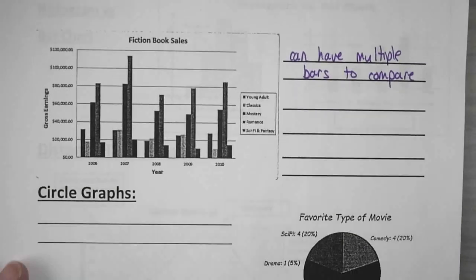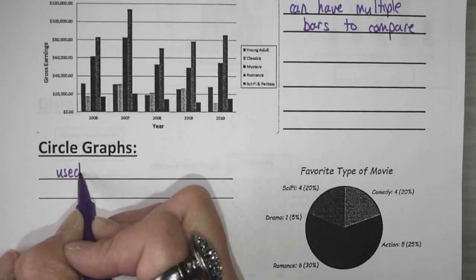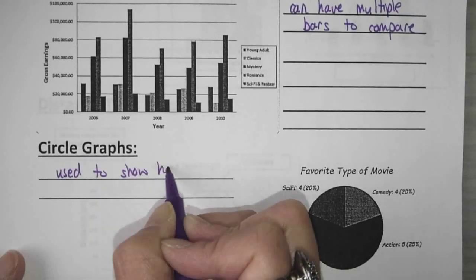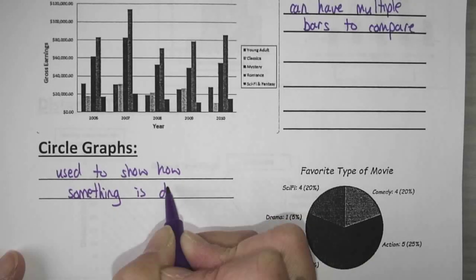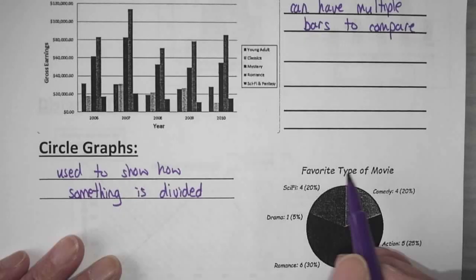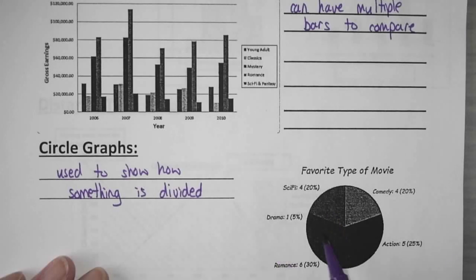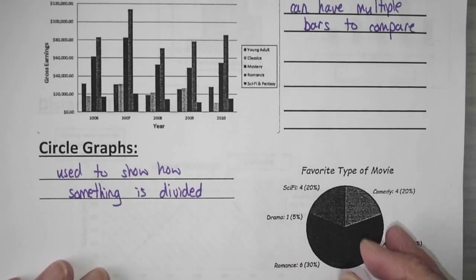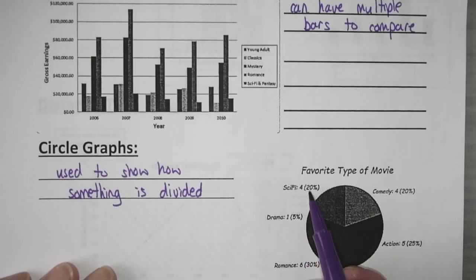A circle graph is used to show how something is divided. So if I have 100% of the people here, and then you have some who like sci-fi, some who like drama, some who like romance, you can see by slices how much each person or each number of people like it. And look, these are out of 100%. So it'll be 35, 20, 20, and 25. So how something is divided.